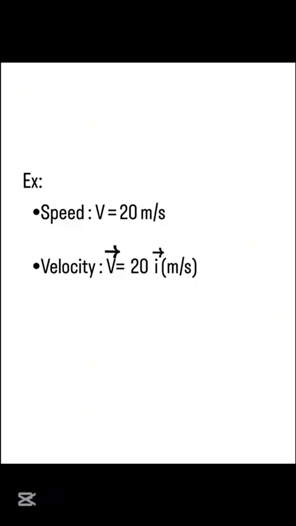Speed, we write v without a vector above it, v equals 20 meters per second. When we want to differentiate velocity from speed, okay, we write v with a vector above it equals 20, i with a vector above it, referring to a specific direction, okay?